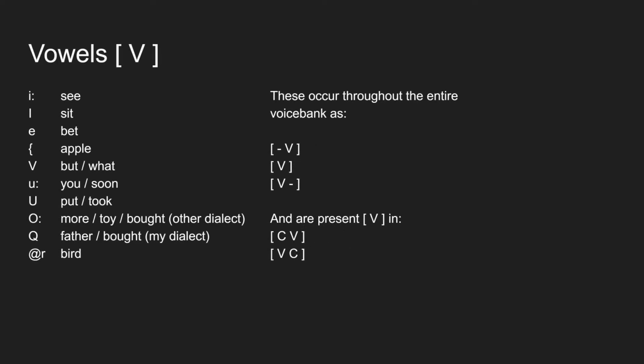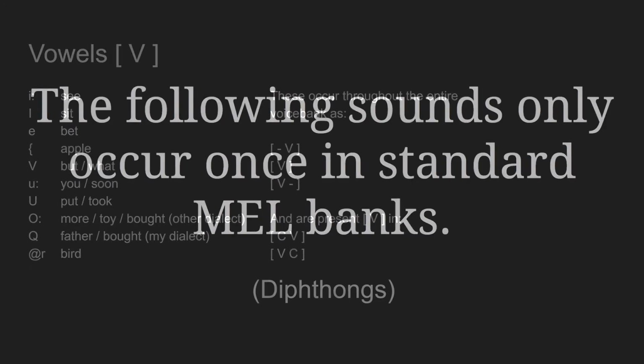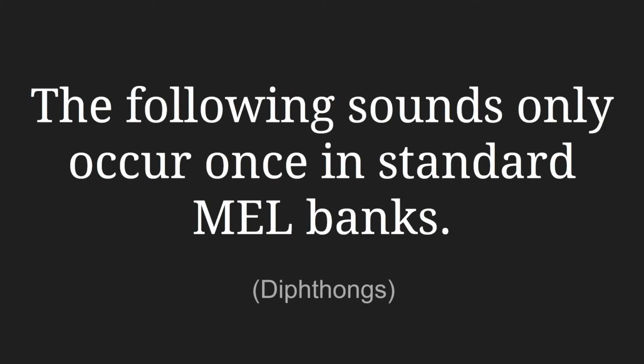These vowels occur throughout the entire voice bank as starting V, median V, and ending V, and are present in CV and VC sounds. The following sounds occur only once in standard MEL banks. There is an optional diphthong add-on pack for MEL English voice banks, and I'll link it in the description.